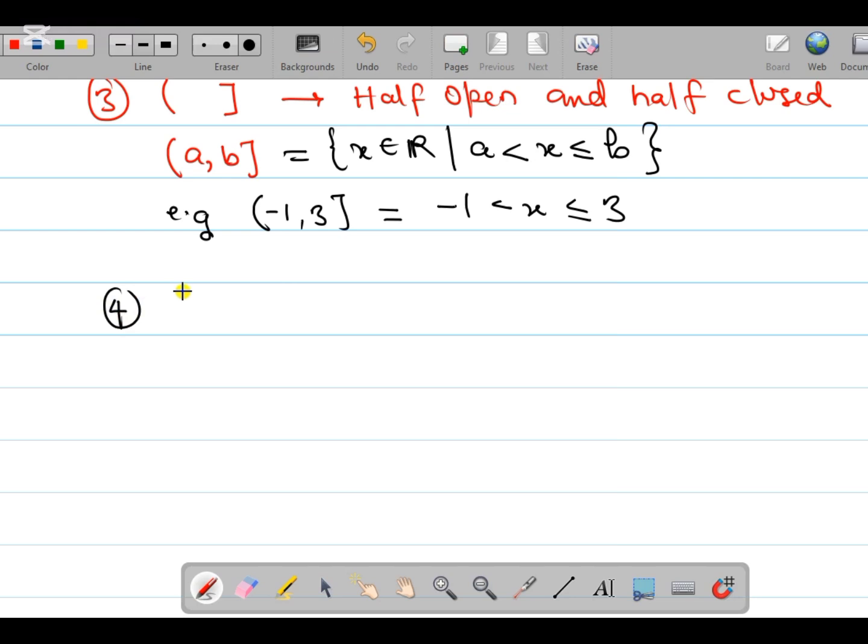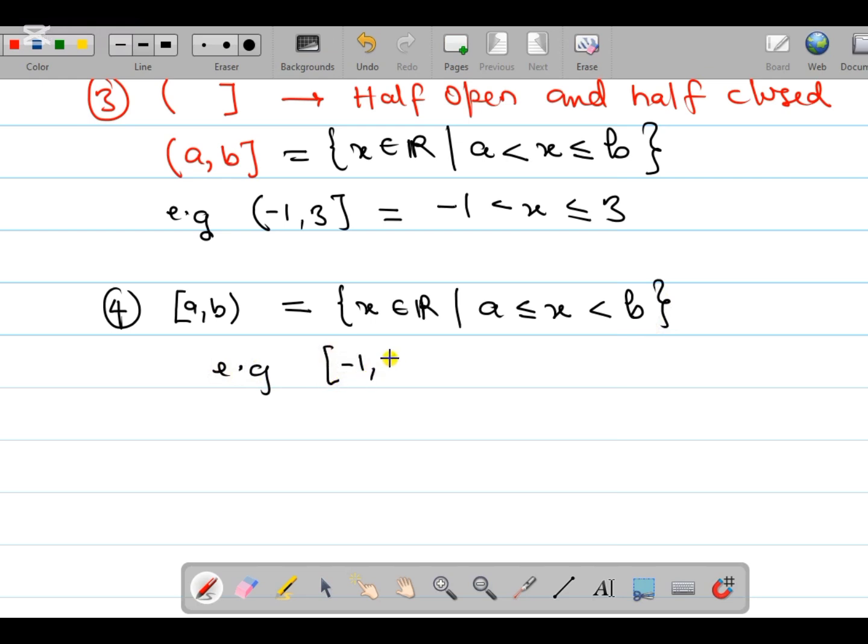The last is what we call half closed, half open. An example here is half closed, half open (-1, 3). This is equal to -1 less than x and x strictly less than 3.